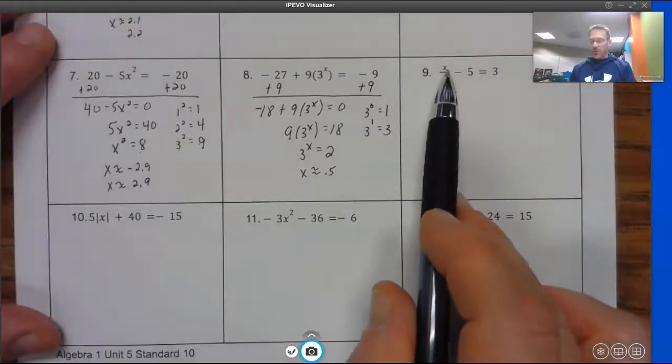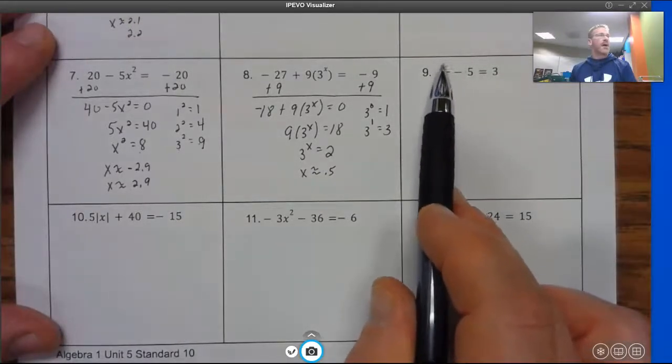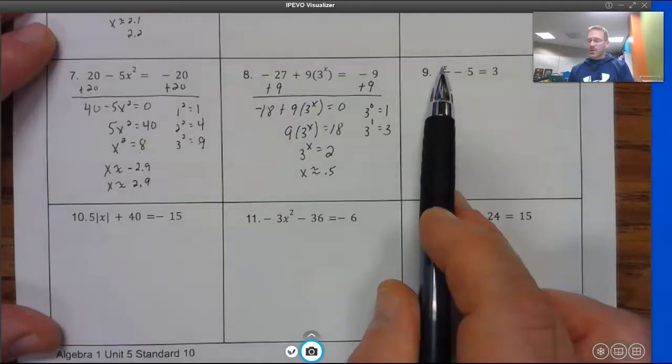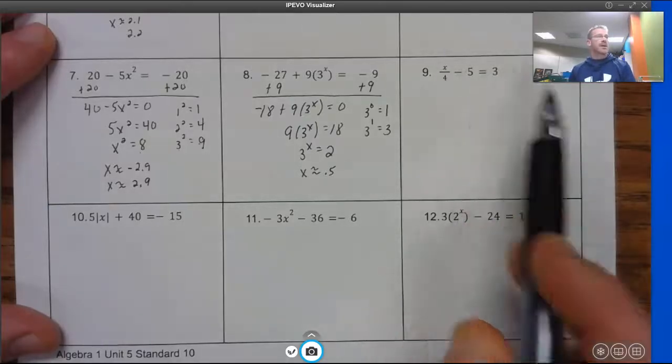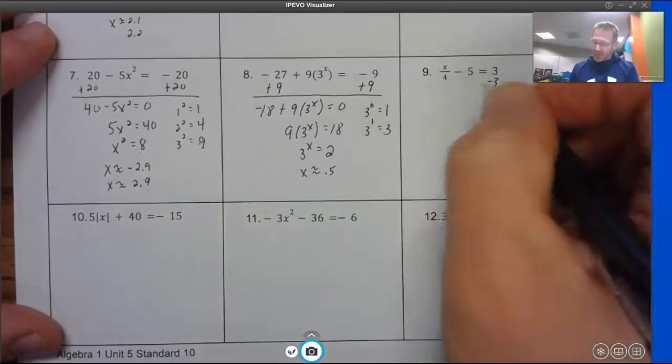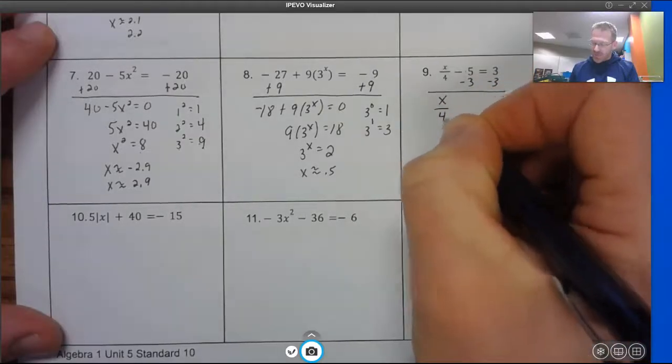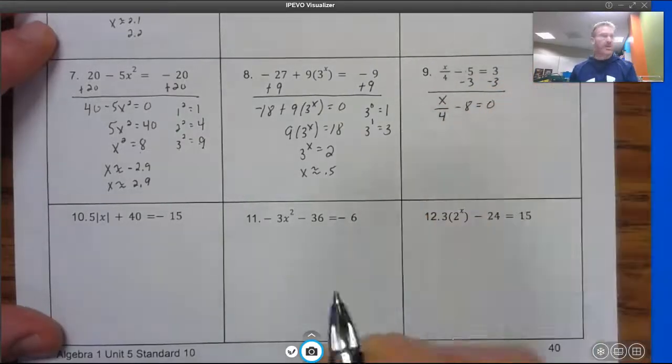All right, number 9, once again, just an x. No powers, no bars, so this is a linear function. I'm expecting one answer. It's not equal to 0, so let's make it so. I'm going to subtract 3 and subtract 3. So x divided by 4 minus 8 is equal to 0.